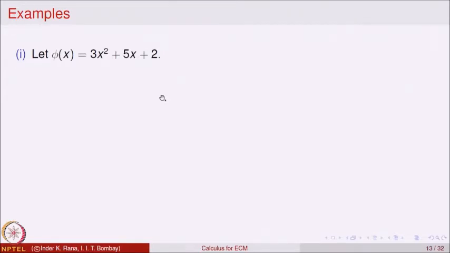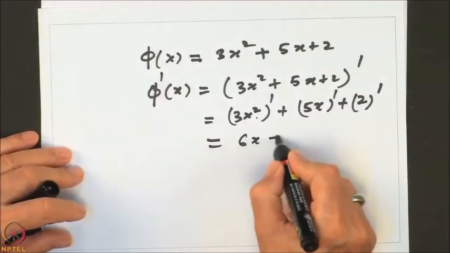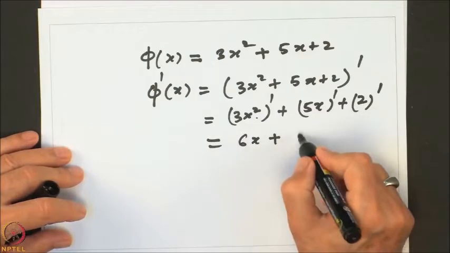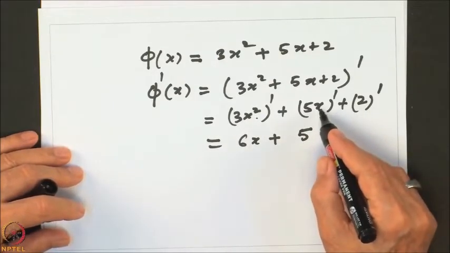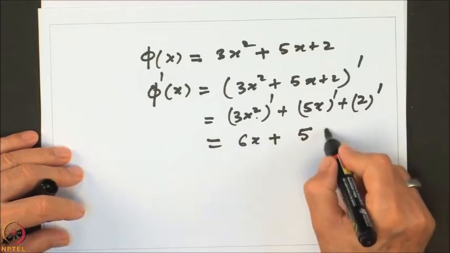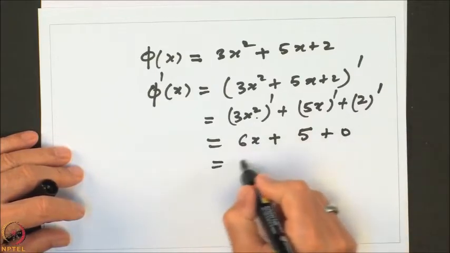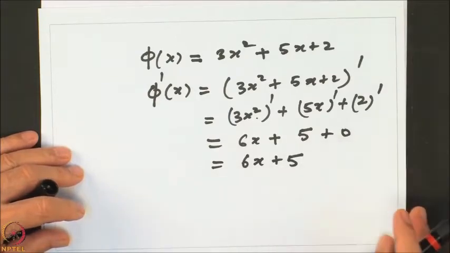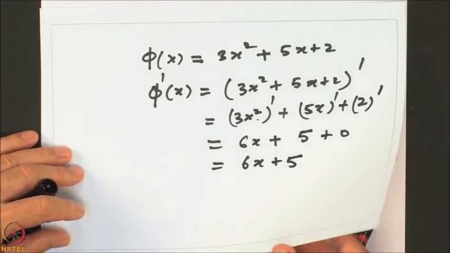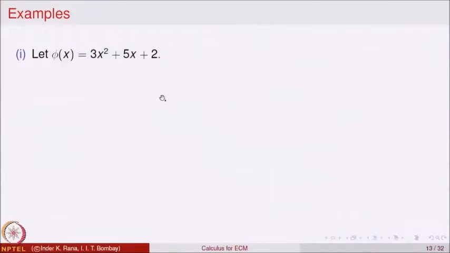For 3x square, we saw the derivative of x square is 2 times x, so that is 6x, plus the derivative of 5x, which we saw is 5. For the linear function y equal to mx, the derivative is the slope. For the constant function, it is 0. So that gives us 6x plus 5. So the derivative of this using the sum rule is 6x plus 5. Let us look at the next example.